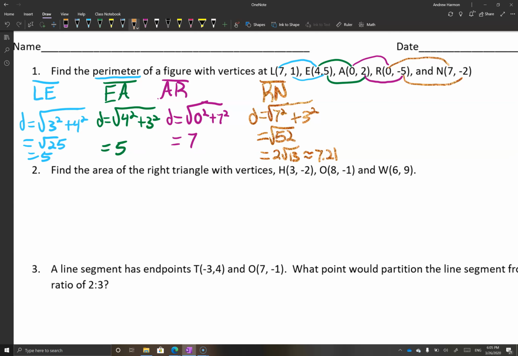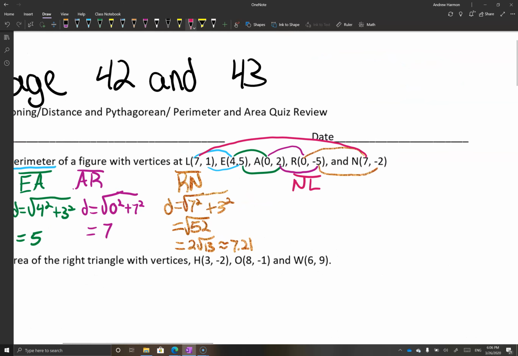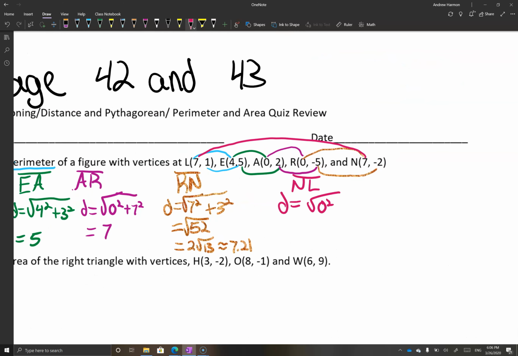And then finally, our last side, that was N to L, and that's the one that people often forget because they forget to go back. From N to L, 7 to 7 is a change of 0. So we get 0 squared there. And then negative 2 to 1, well, that is a change of 3. So then we have 0 squared plus 3 squared, which is 9. And then the square root of 9 is 3.